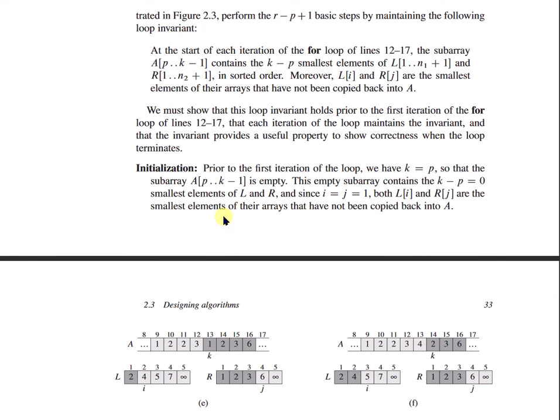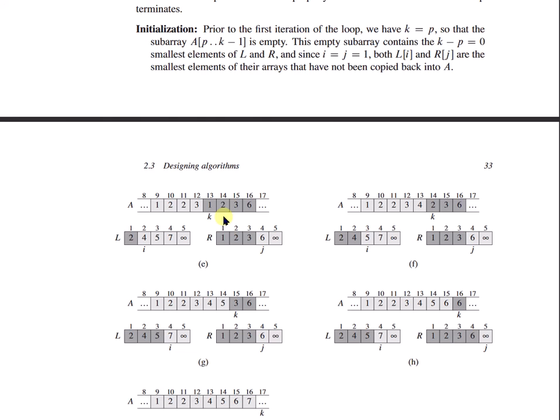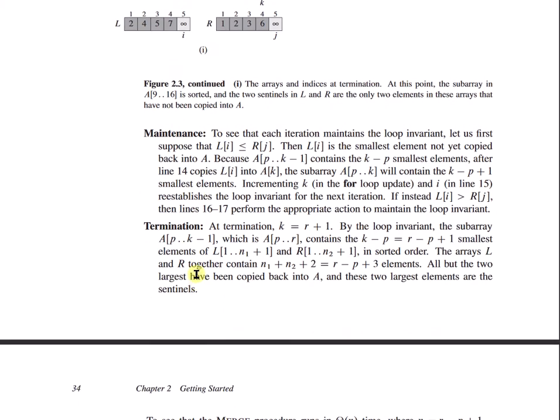We must show that this loop invariant holds prior to the first iteration of the for loop of lines 12 to 17, that each iteration of the loop maintains the invariant, and that the invariant provides a useful property to show correctness when the loop terminates. Initialization: prior to the first iteration of the loop, we have k equal to p, so that the subarray is empty. This empty subarray contains k minus p equal to 0 smallest elements of L and R, and since i equal to j equal to 1, both are the smallest elements of the arrays that have not been copied back into A. That is okay.